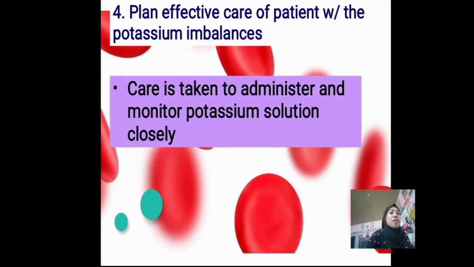Okay? So, care is taken to monitor potassium solution closely. Pay attention talaga sa concentration ng solution at saka yung rate ng administration. So, dapat dito, pay attention ka talaga dito sa pag-administer ng potassium.